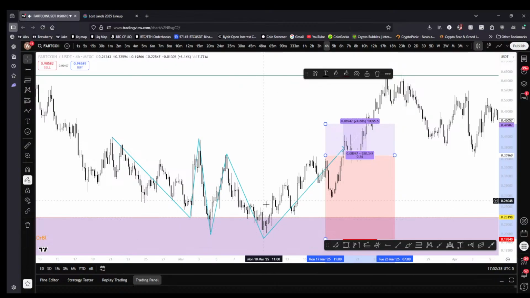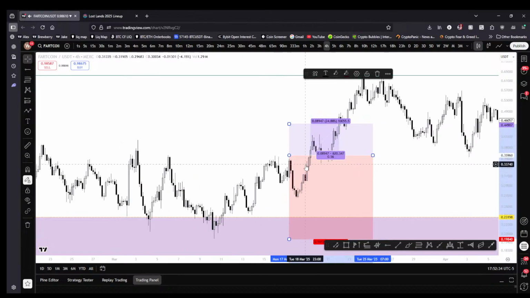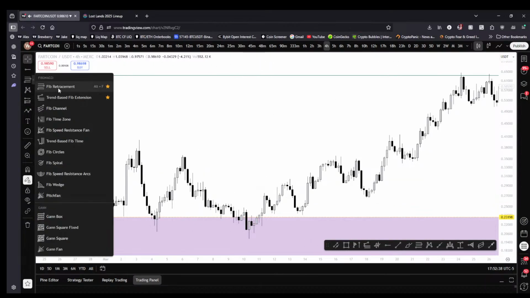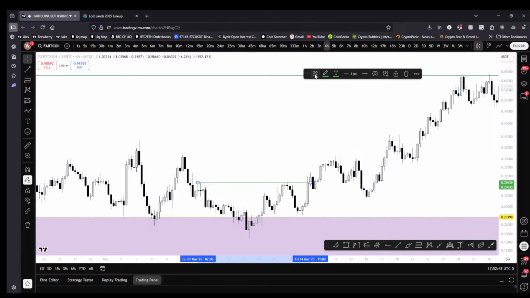Now you can also go by internal structure breaks. So this would be kind of the same trade as the daily one we were just looking at. But if we're looking at our 4-hour internal structure, since it is a key area, right? We can see we have a 4-hour structure break here.